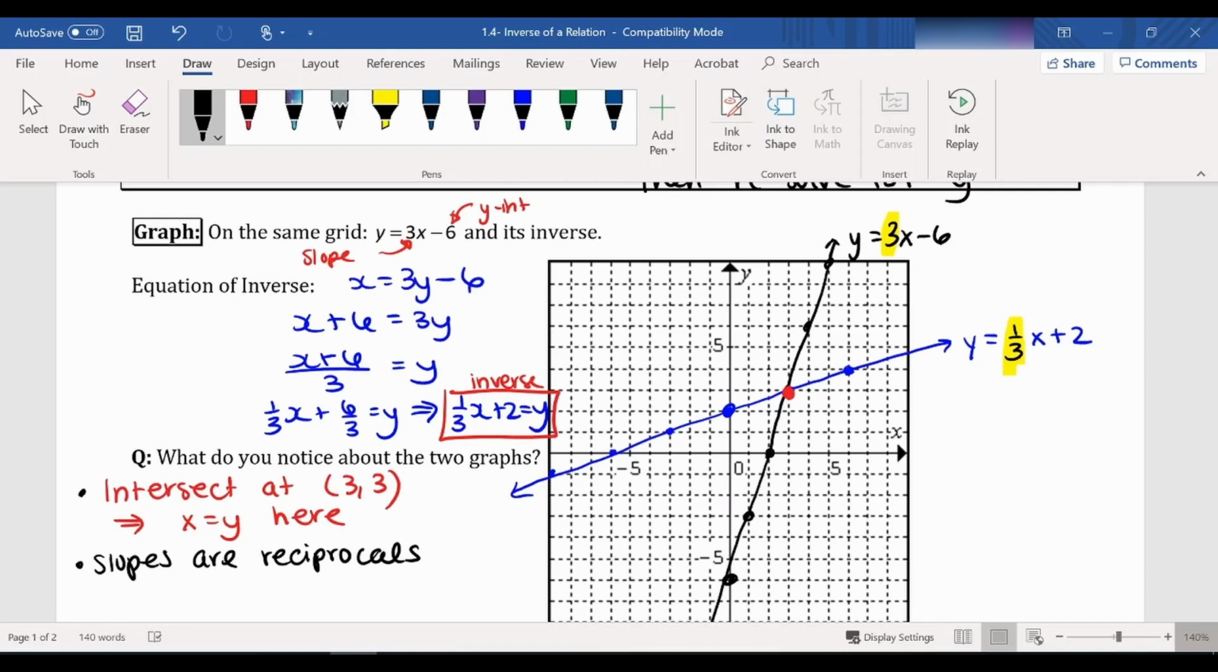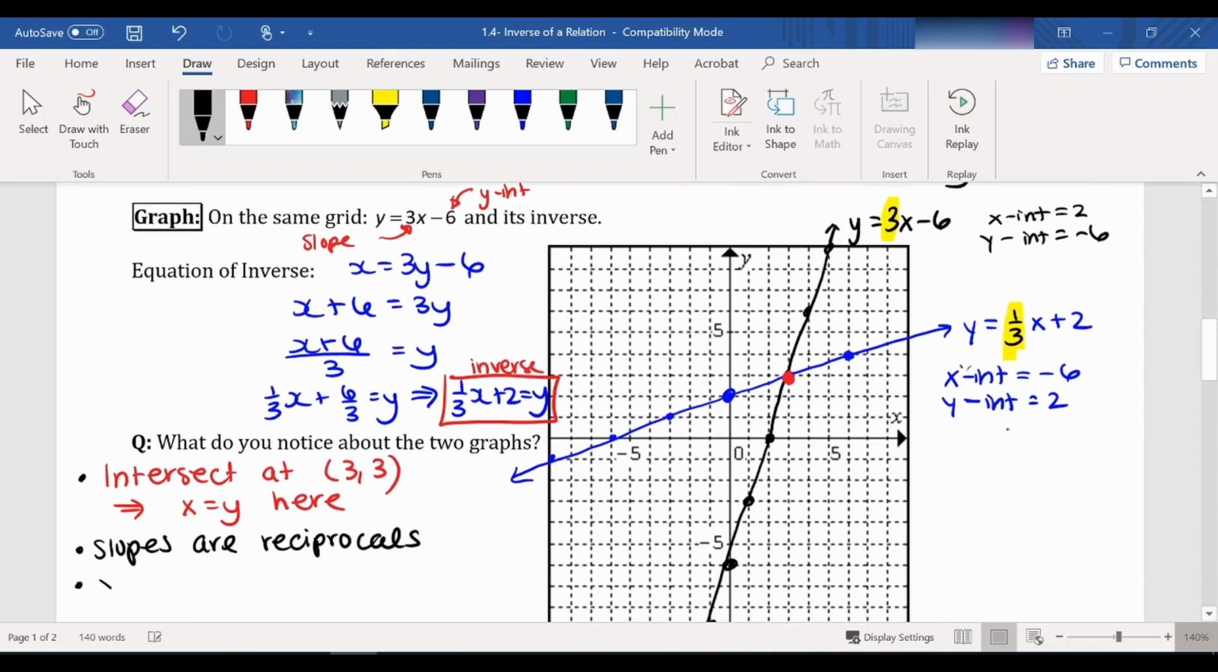Hopefully we notice that our x-intercepts and y-intercepts are interchanged with each other. So our x-intercept on our inverse graph is at -6 and our y-intercept is at 2. On our original graph, our x-intercept is at 2 and our y-intercept is at -6. So our x-intercepts and y-intercepts switched with each other.